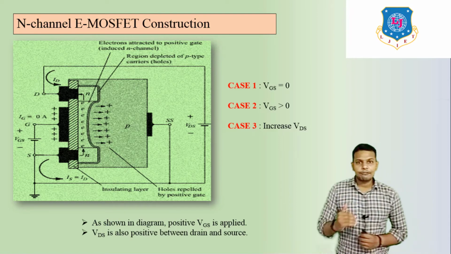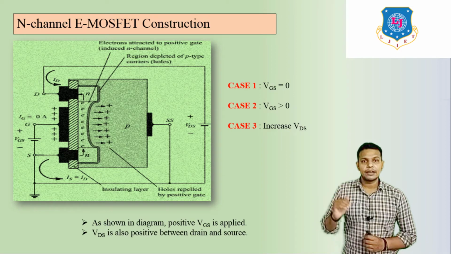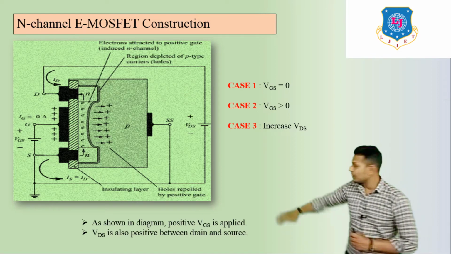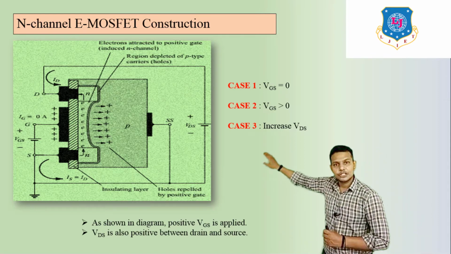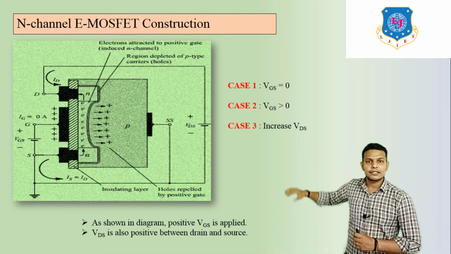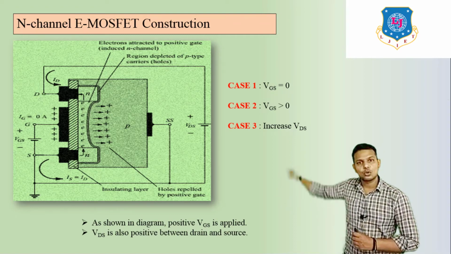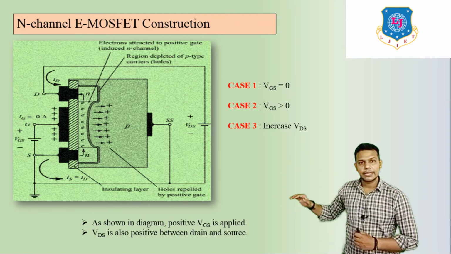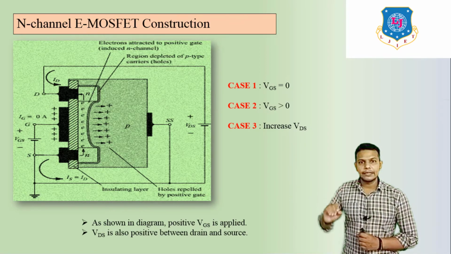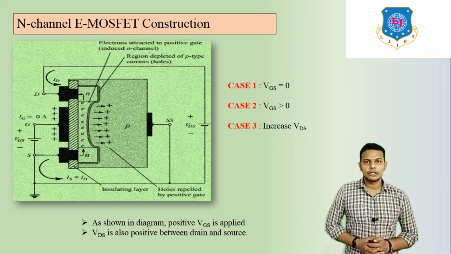We have discussed that there is no channel present in the E-MOSFET at first, but when we apply VGS more and more positive, the channel is generated. We can say it is the induction of a channel, and through this channel current flows from source to drain. So ID flows from source to drain. This is case number 2.